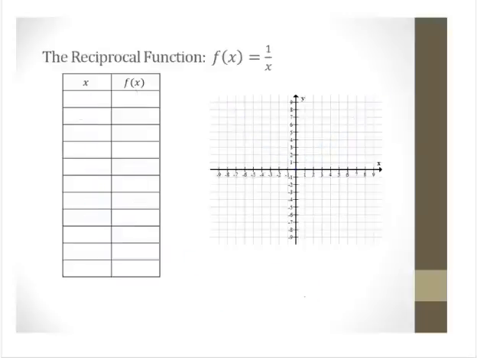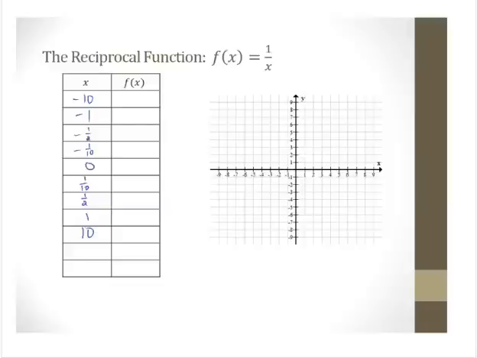The reciprocal function, f of x is equal to 1 over x. So this function takes the input and finds its reciprocal. So I'm going to choose some interesting numbers, I suppose. I'm going to start with negative 10, negative 1, negative 1/2, negative 1/10. And how about 0? Let's see what happens if we put 0 in. And then I'm going to choose, for positive numbers, 1/10, 1/2, 1, and 10.